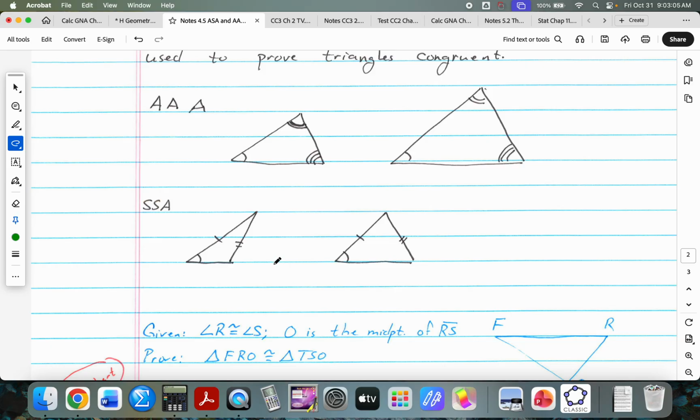And it's pretty easy to remember not to use it. So in your head, spell it backwards. If you don't want to be one, don't use side-side-angle. Okay, it's ridiculous, but if it helps you remember it, that's fine.